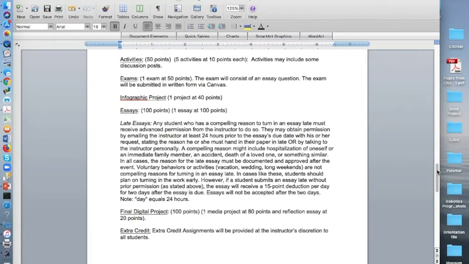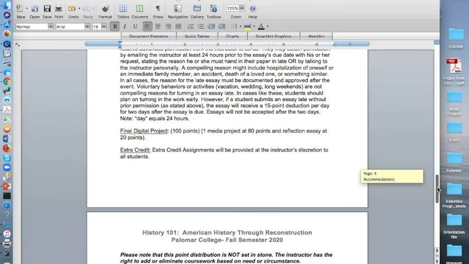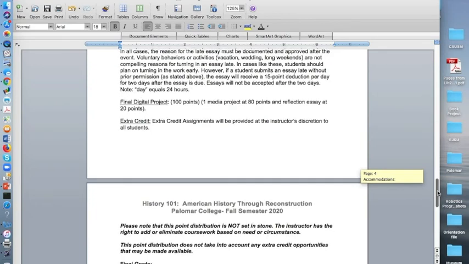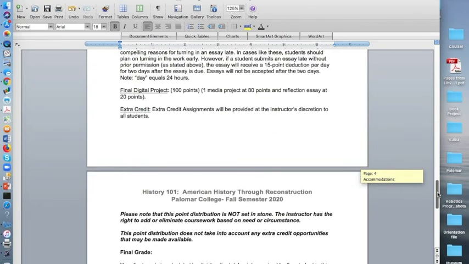There will be a final digital project worth 100 points. So you'll not have a final exam, you'll have a final digital project instead. As I said, it's worth 100 points, 1 media project at 80 points, and a reflection essay worth 20 points. And there will be some extra credit available at my discretion, and that will be assigned to all students. I don't give individual extra credit. If I assign extra credit, everybody will have the opportunity to do that extra credit.